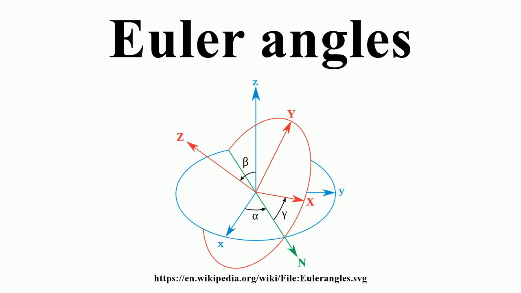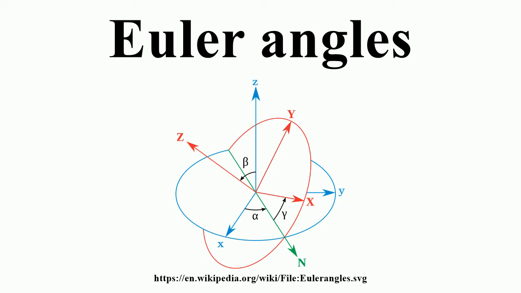The line of nodes is defined as the intersection of the xy and the XY coordinate planes. In other words, it is a line passing through the common origin of both frames, and perpendicular to the zZ plane, on which both z and Z lie. The three Euler angles are defined as follows. Alpha is the angle between the x-axis and the N-axis. Beta is the angle between the z-axis and the Z-axis. Gamma is the angle between the N-axis and the X-axis.